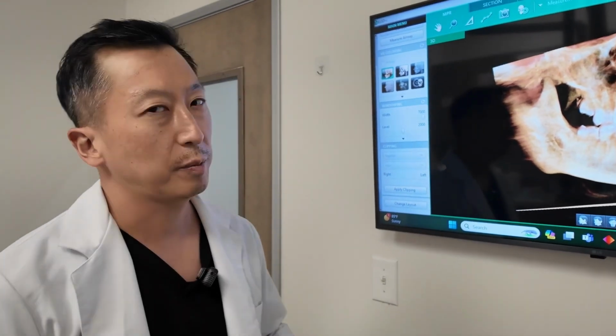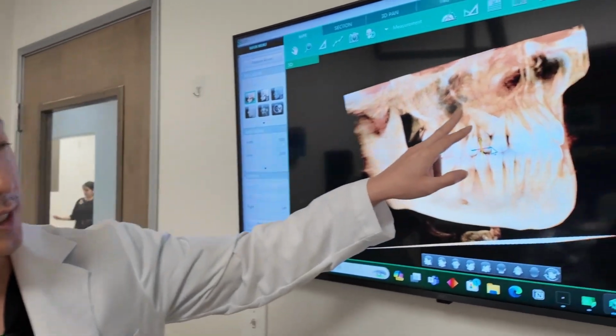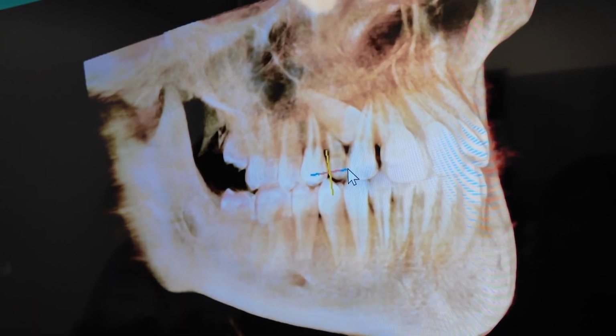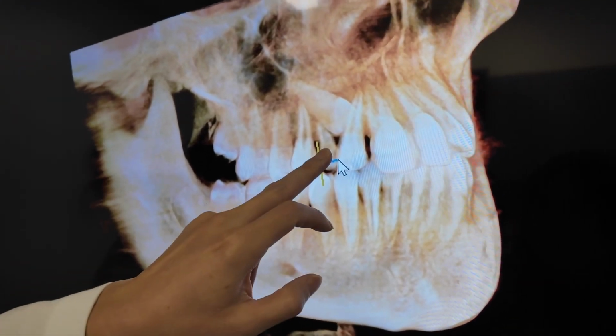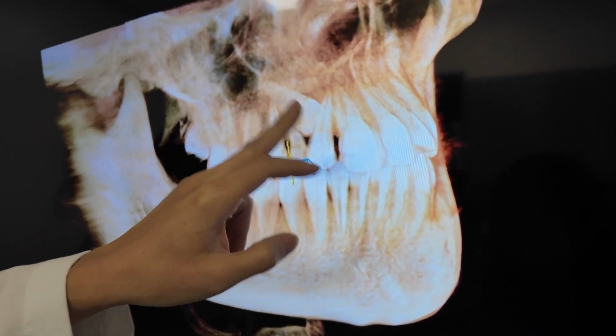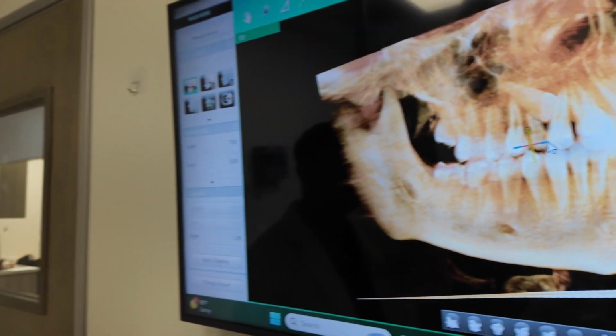So here's another example of a patient who's 16 years old. She has an impacted canine here, so it's actually buried underneath her gums in her jawbone. What she has is a little baby canine here. She has her central incisor, lateral incisor, and then her real canine is actually hidden. So this orthodontist actually referred her for extraction of this canine.